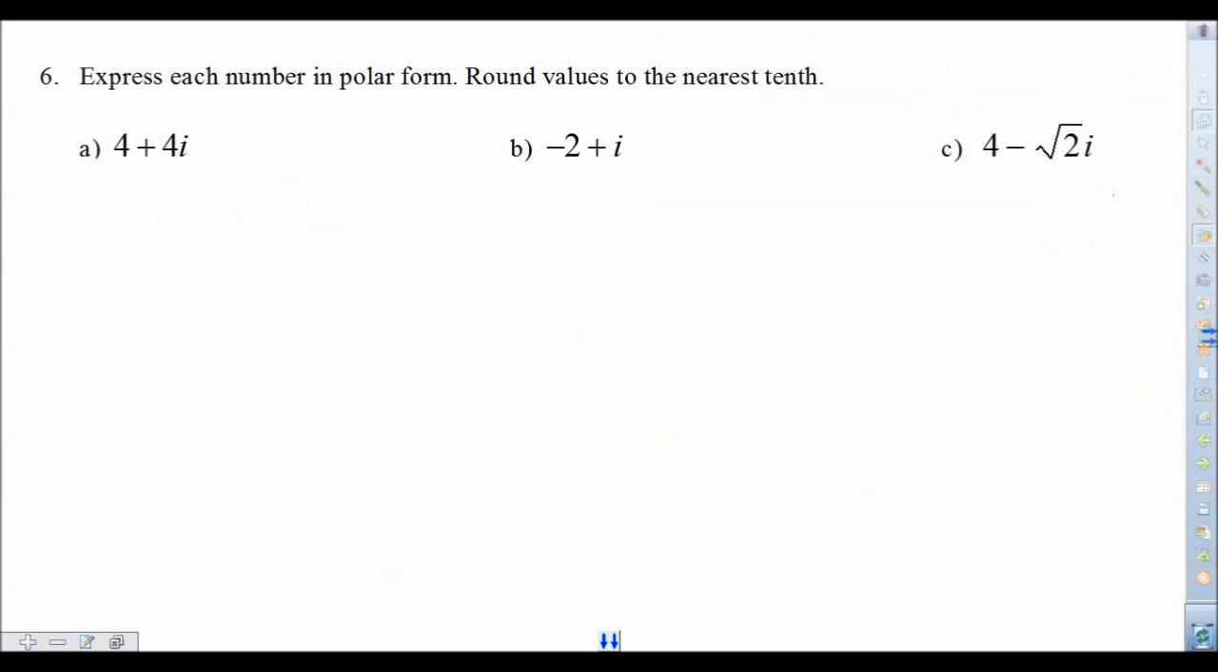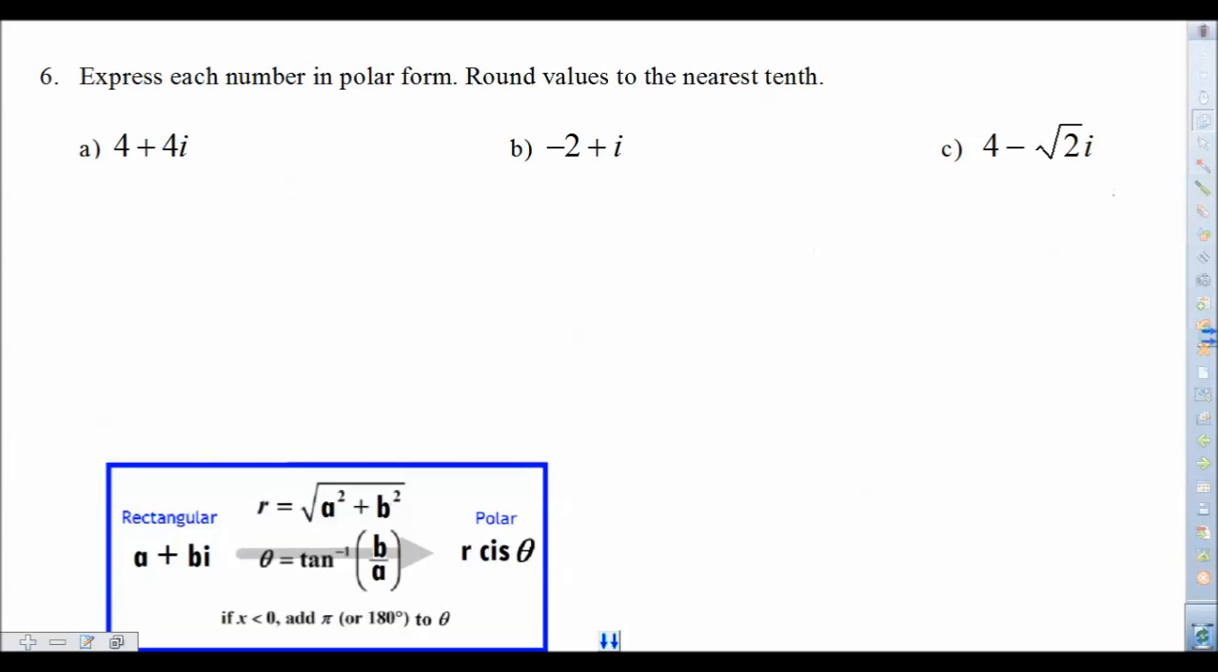All right, so 6. Expressing each number into polar form. Well, remember, when we were moving into this section, converting these rectangular points into polar form is no different than when we were dealing with real numbers. We just now need to modify our previous formula to look something like this. Instead of x's and y's, we have a's and b's. Instead of x comma y, we have a plus bi, which is what we see here. We need to change all these not into r comma theta, but into r cis theta.